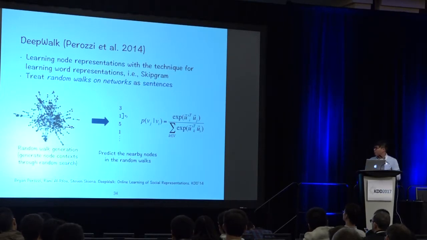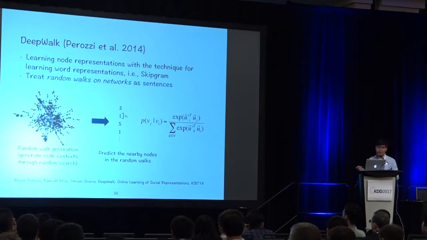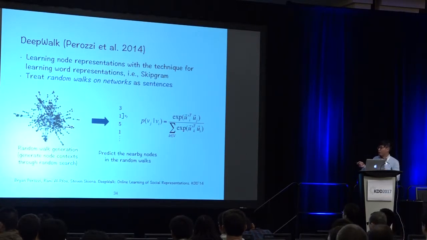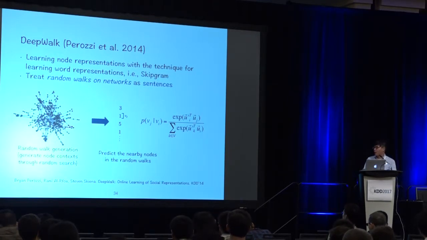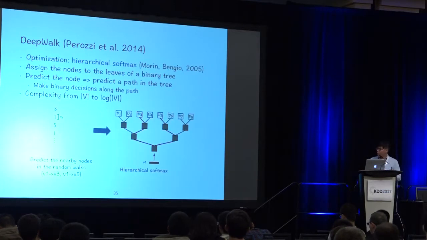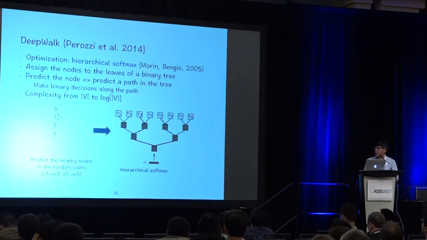And for optimization, we can see that the optimization is still very computationally expensive if we optimize in a direct way, because here we have a softmax function and we need to calculate the partition function, which needs to iterate over the entire node set. So in DeepWalk, they use a technique called hierarchical softmax, which was proposed by Morin and Bengio in 2005.